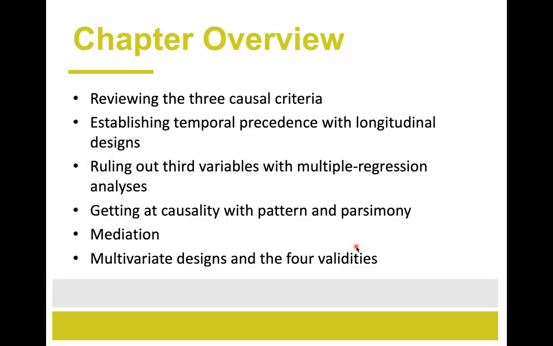So what we're going to do here is review the three causal criteria really quickly, and then discuss how these multivariate correlational designs can actually help us approach and approximate these causal criteria, even though we're not doing an experiment. We're going to do that with these points below about temporal precedence, ruling out third variables with internal validity, pattern and parsimony, and then a couple things that we've already seen previously, mediation and moderation.